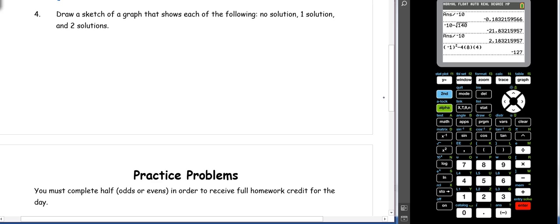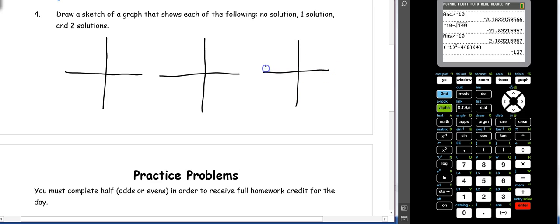Number 4, draw a sketch of the graph that represents each of these. Remember that we can draw graphs to represent these because using the quadratic formula is just another way to solve for our x-intercepts. So we have 3 graphs. The first graph is a no solution.